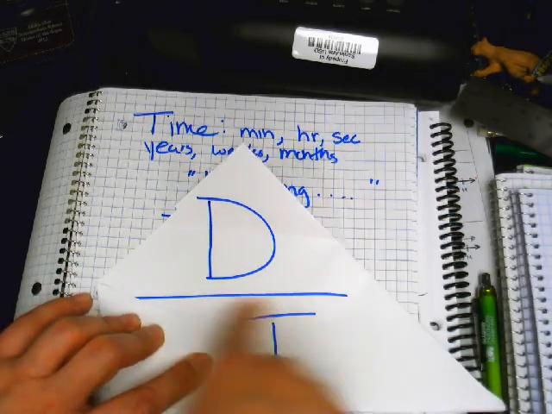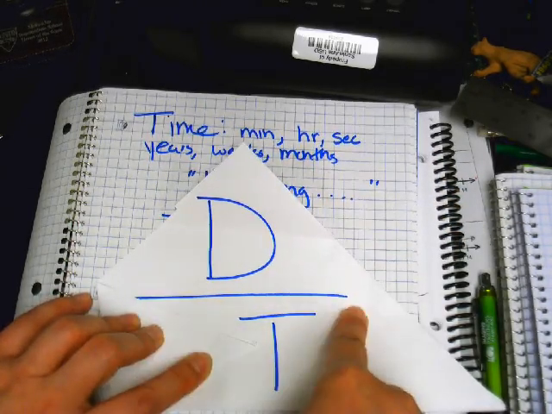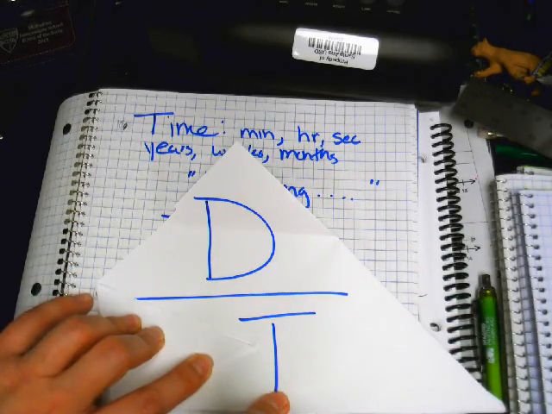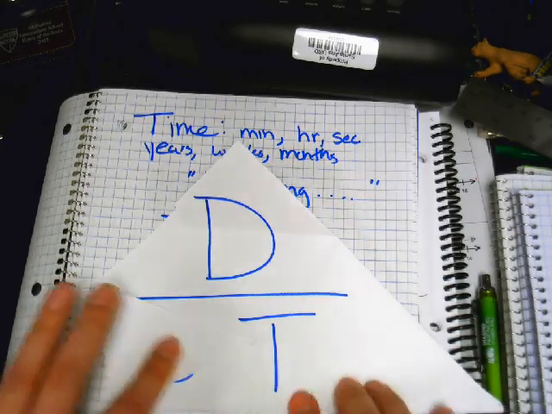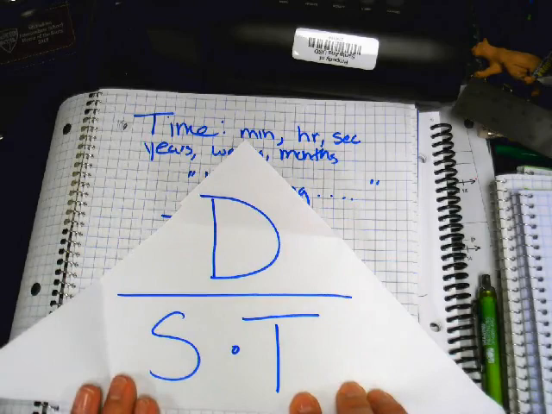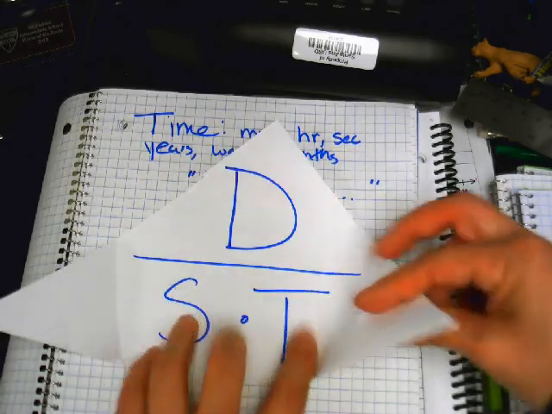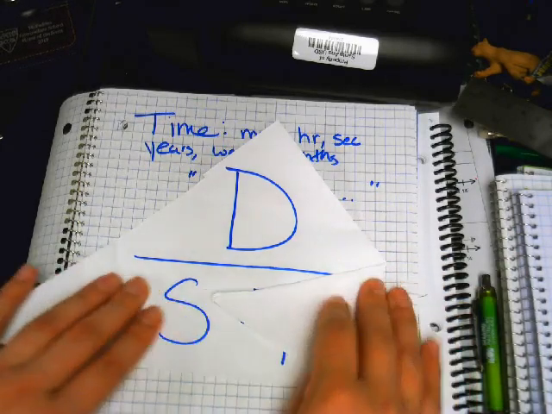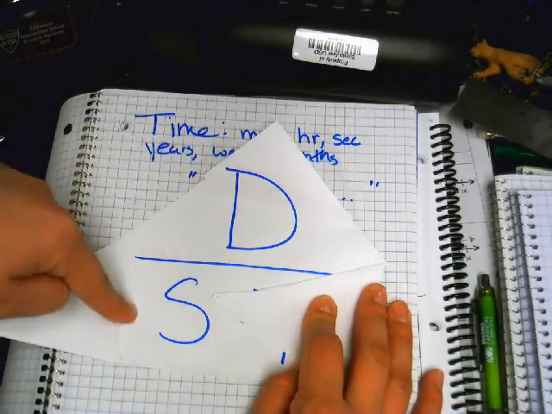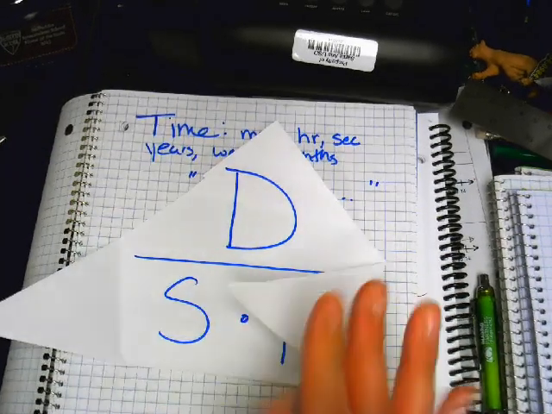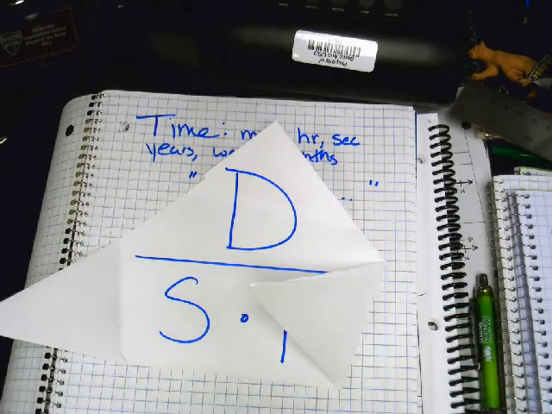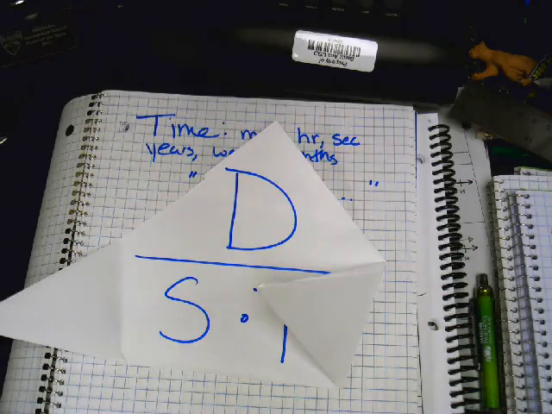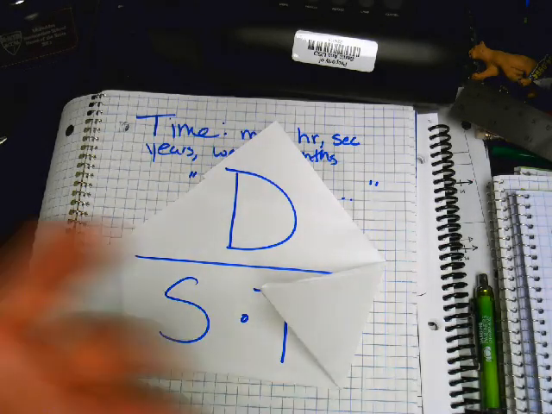What does this line mean in math? Division by time. Now, what if I'm solving for time? If I'm solving for time, I cover up the T for time. And then now it's distance divided by speed. So this little foldable helps you remember all of the formulas. But we only cover up one at a time when we're solving each problem.